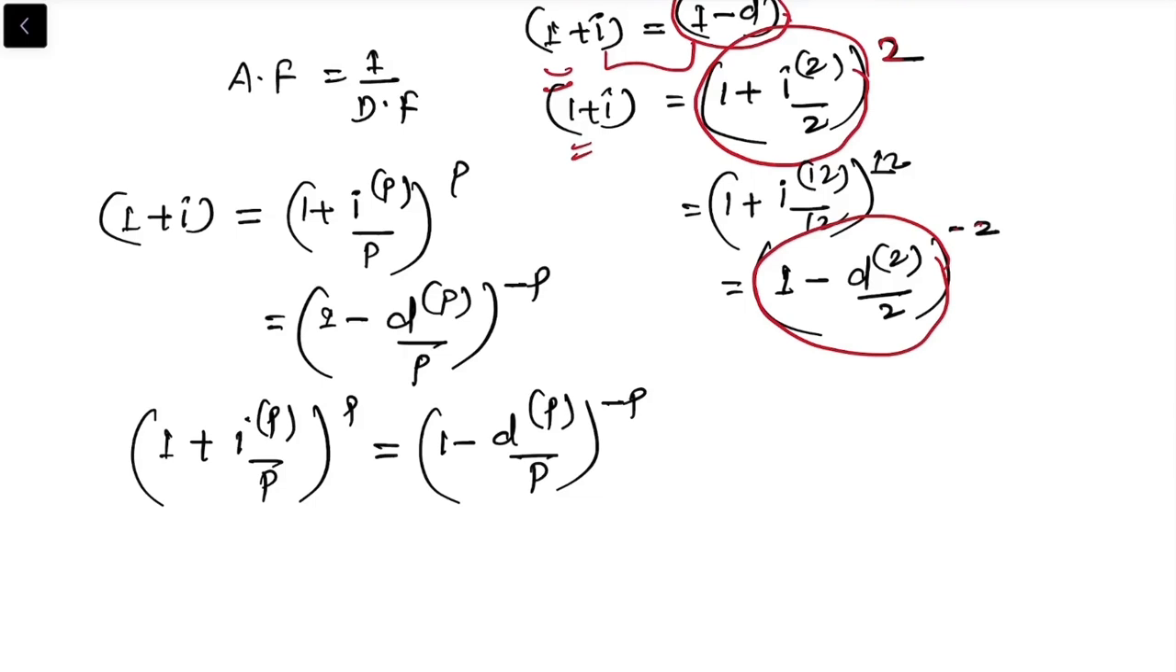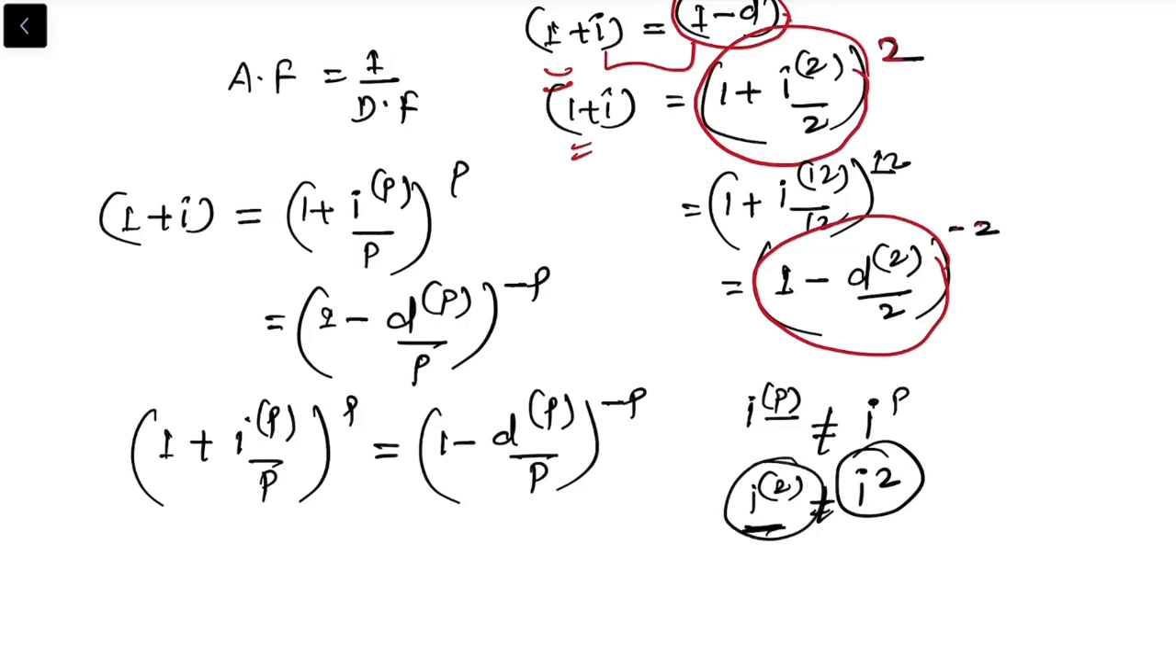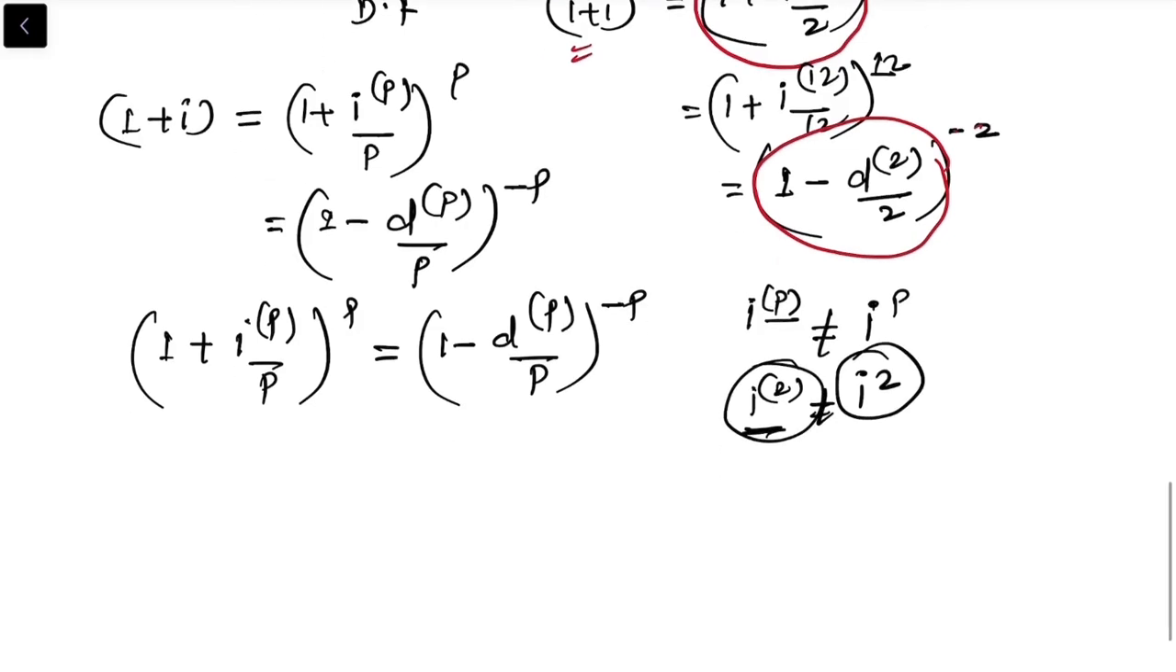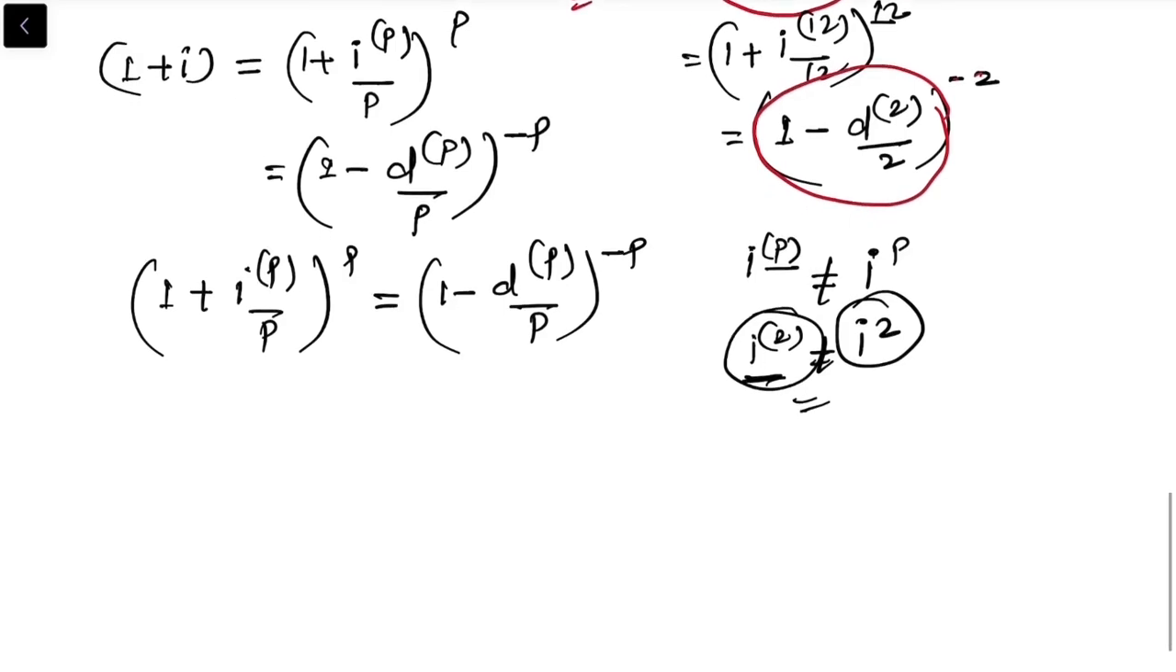Now one thing you should be very clear about, that is i^(p), this is in the bracket, this is not equal to i raised to the power p, or for example i^(2) inside the bracket is not equal to i squared. This is just the notation. So please keep this in mind, this is not equal. All right, so this is all about the different types of effective rate of interest and effective rate of discount.